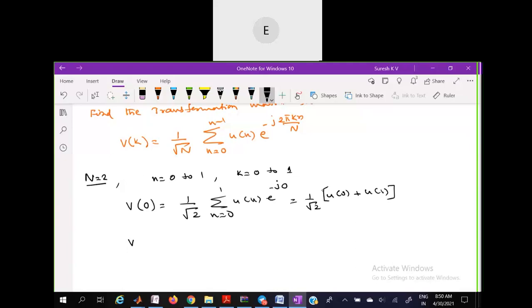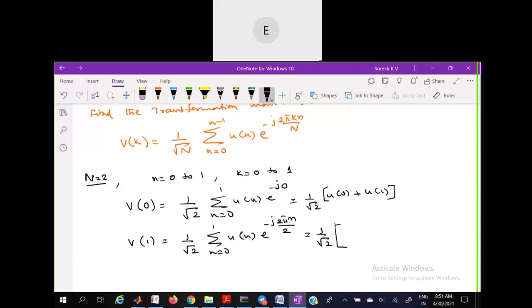Okay, now v of 1, because k can take value equal to 1, so this will be equal to 1 by root 2 summation n is equal to 0 to 1 u of n e to the power of minus j. Now k is 1, so I cannot write it just like that, so it is 2 pi into n by 2, capital N is 2. So now put the value n, it is 1 by root 2.